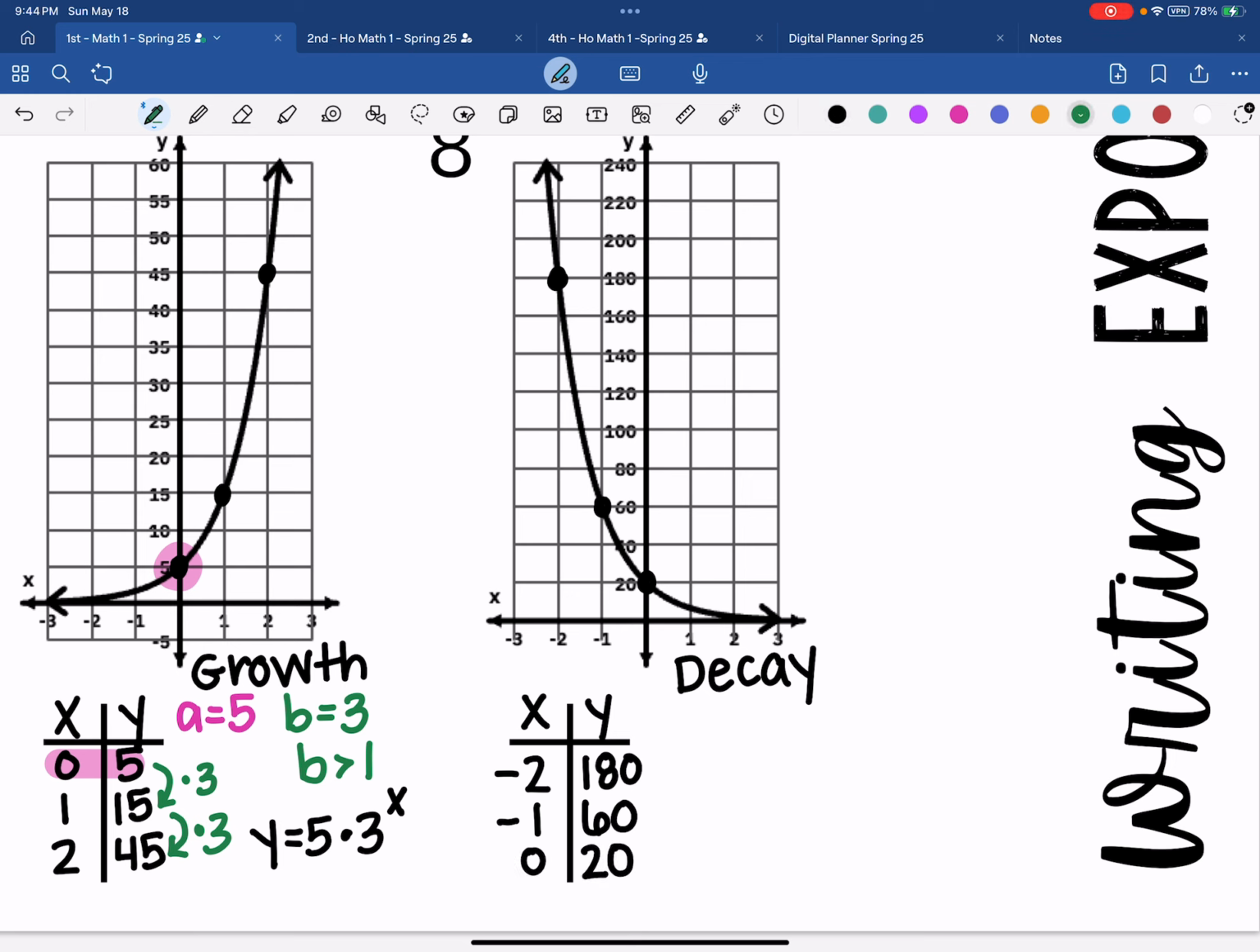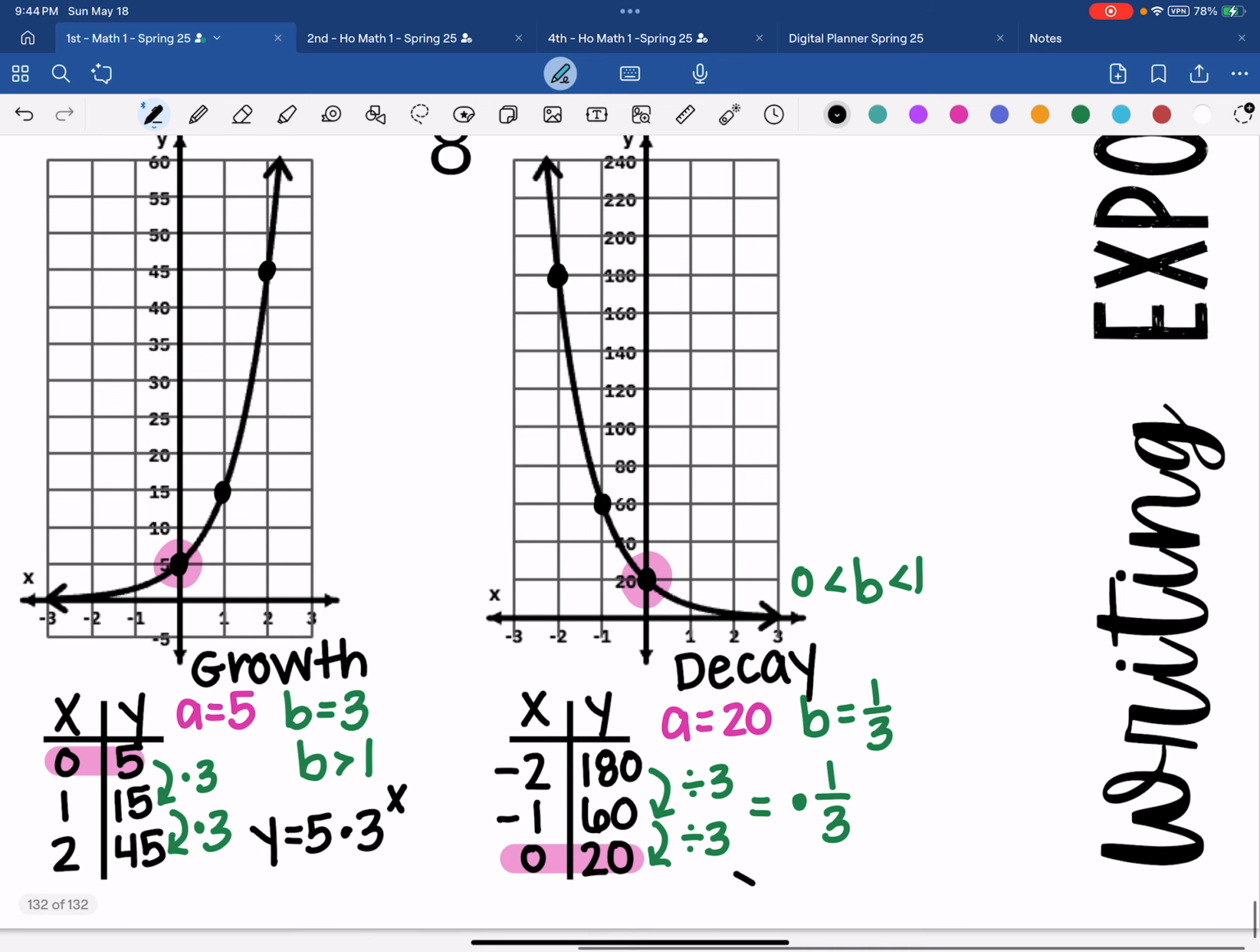So my y-intercept I can see is at 20. I can also see that in the table. So my a value is 20 for my y-intercept. And then over here, to get from 180 to 60 and then 60 to 20, again, my brain automatically sees dividing by 3. But we cannot leave it as division. We have to turn it into multiplication. So we're going to say it's multiplying by 1/3. So my base is less than 1 and greater than 0, so it is showing decay. And my final function for this is going to be 20 times 1/3 raised to x.